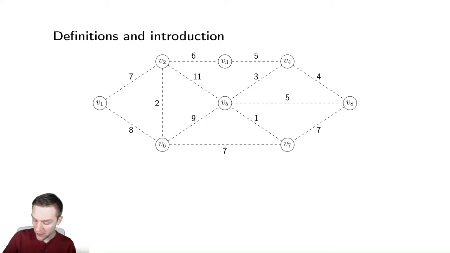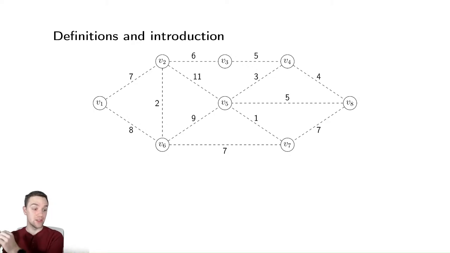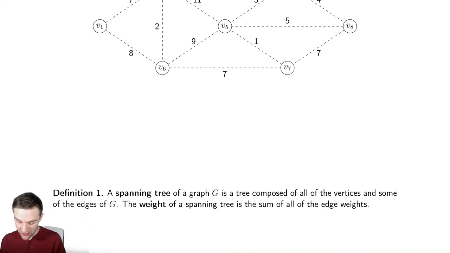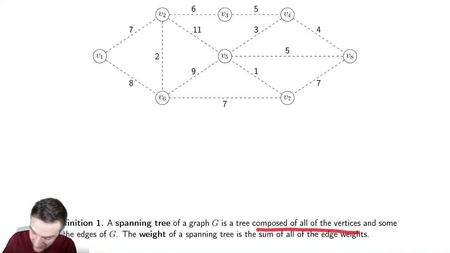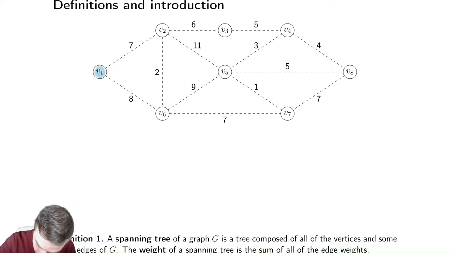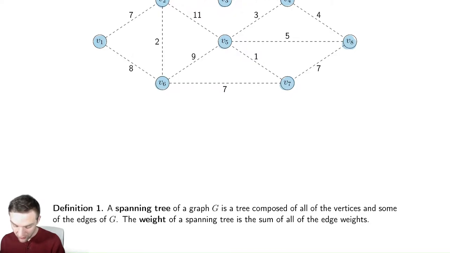So all we really need to talk about here is that we have different edges. And we want to talk about what is a spanning tree of this graph. I'll show the definition first and then show an example. A spanning tree is a tree, that's not very surprising, and it is composed of every single vertex. So this tree must have every single vertex in the graph present, and some of the edges. Notice it needs to be a tree and have all of the vertices.